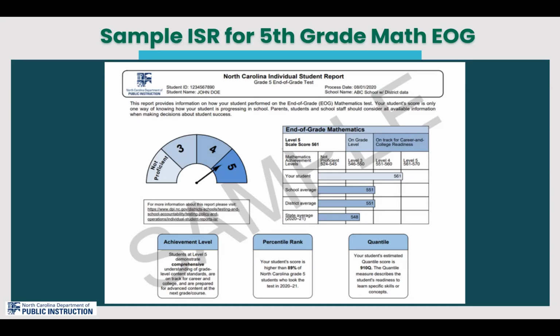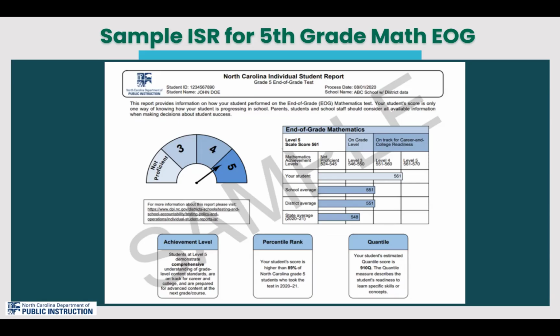Down at the bottom, you can see just a larger explanation of what the achievement level means. So if your student scored a 3, that would give an explanation of what a level 3 achievement level means, and so forth. And then you have the percentile rank. This is a number that you're going to see a lot in these standardized tests. You'll also see this show up in your iReady benchmark testing as well.